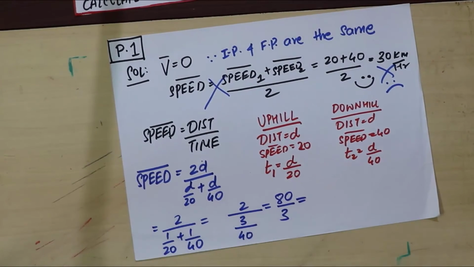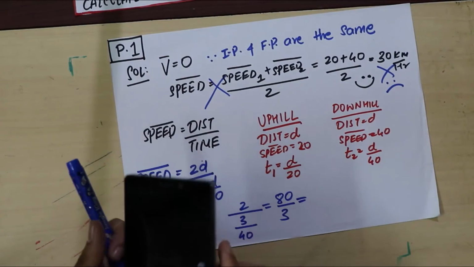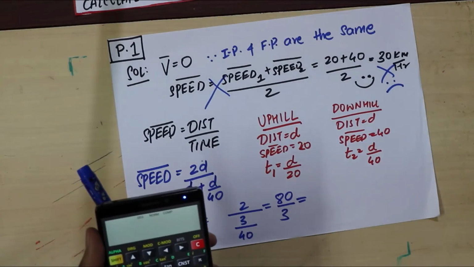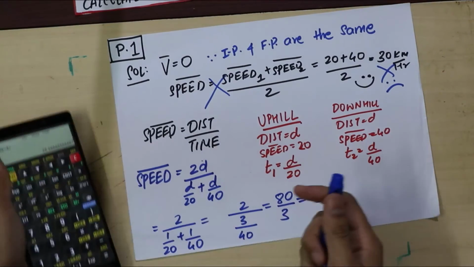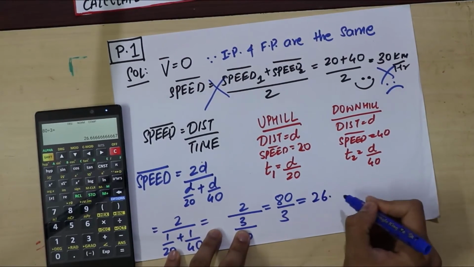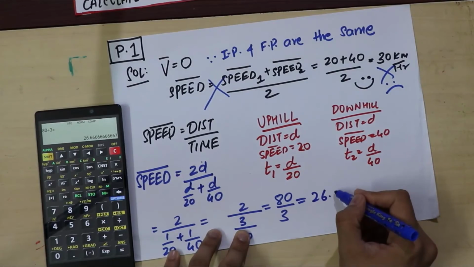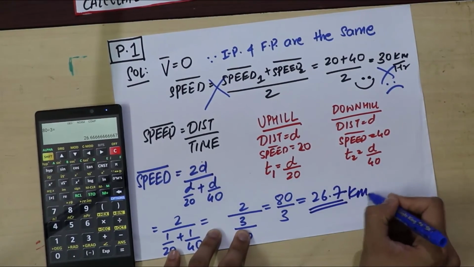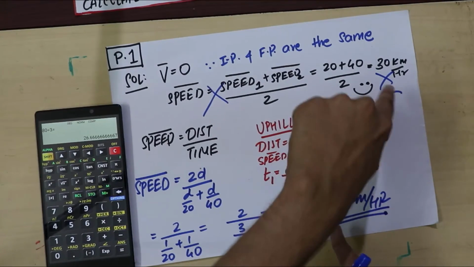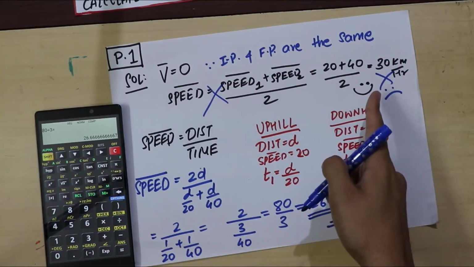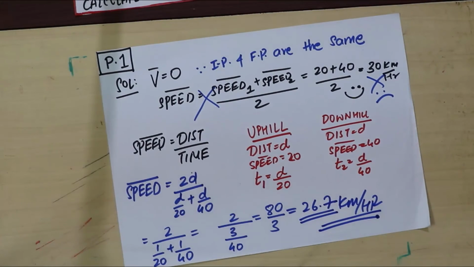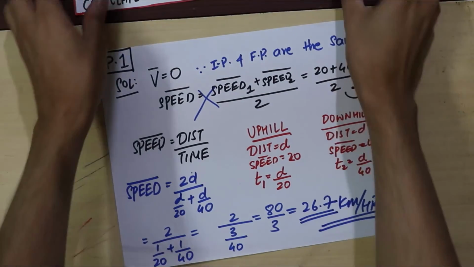What's 80 divided by 3? I am too lazy to do the calculations, so I just go back to my calculator. 80 divided by 3, and my handy calculator says, you can trust my calculator, not my division, it's 26.7 kilometers per hour, and that's perfect because that's what we predicted. We predicted that it's going to be less than 30. Alright? So that's how you calculate problems on average velocities and average speeds.